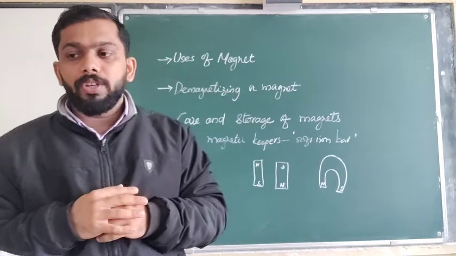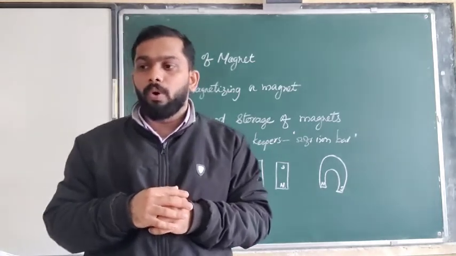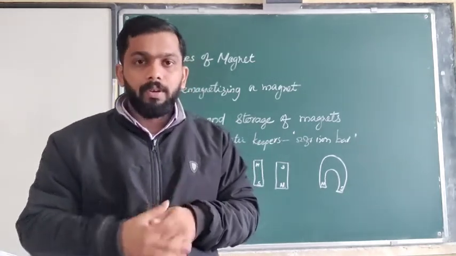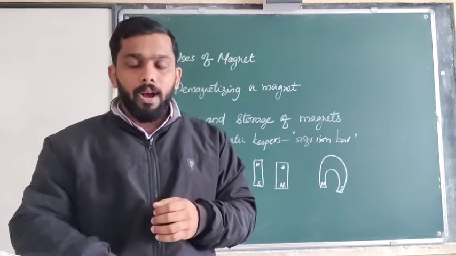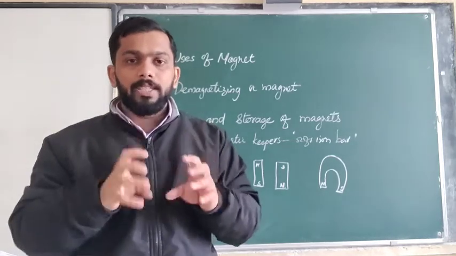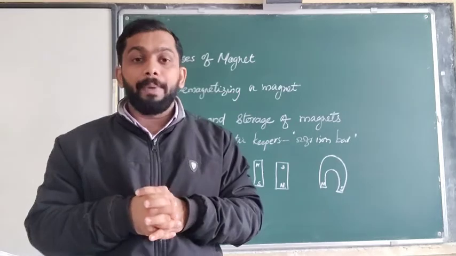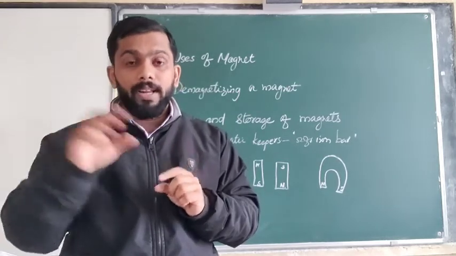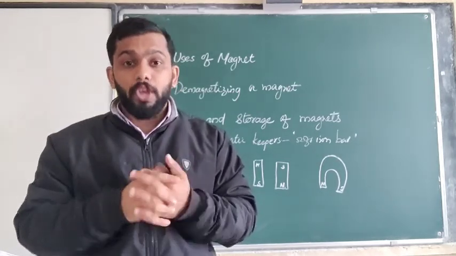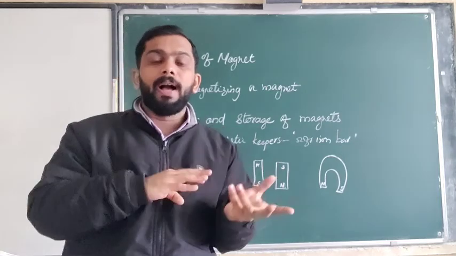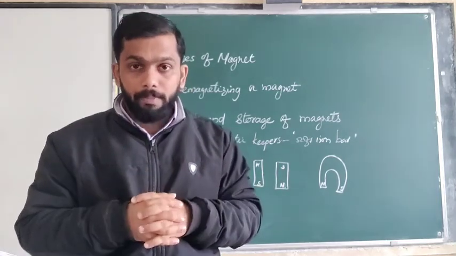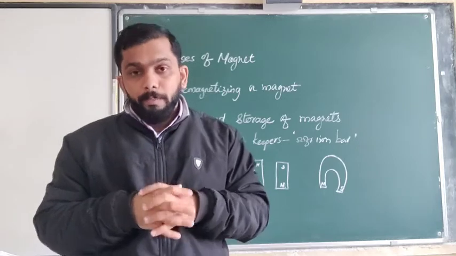The second one is dropping a magnet on the floor several times. Take the magnet, put it down, again take it, put it down. When the magnet is getting so much shaking, what will happen? The alignment of the north-south direction, the poles of the magnet, is going to be changed. So it will become a magnetic material, not a magnet. All the magnetic properties of the magnet are going to vanish.